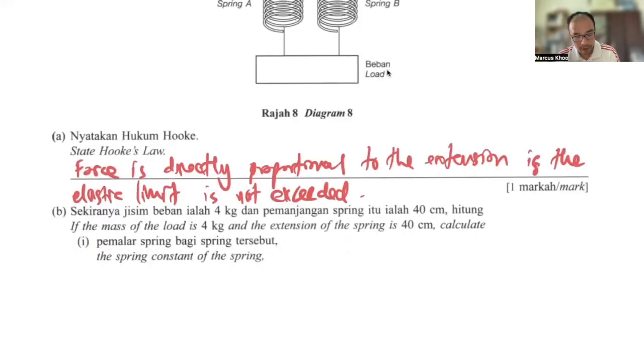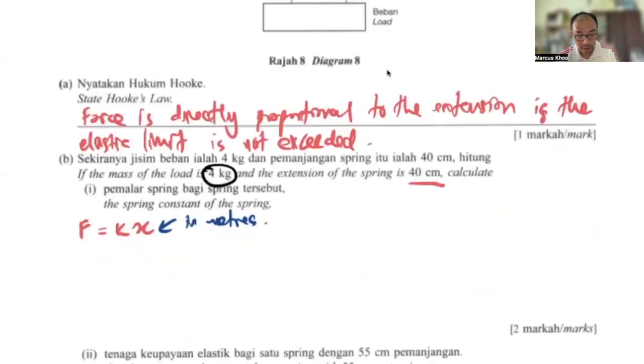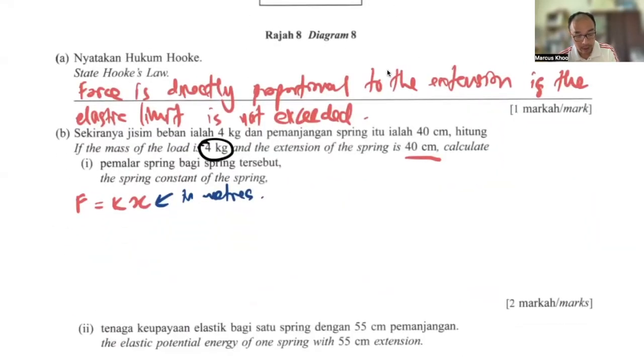Okay, if the mass of the load is 4 kilograms and the extension is 40 cm, calculate the spring constant. So the formula that is involved here is F equals to Kx. But please bear in mind that this X over here needs to be in meters, so you want to make sure that you change it into meters. So the load is 4 kilograms, which is the weight. If it is 4 kilograms, then the load will be 4 times 9.81.